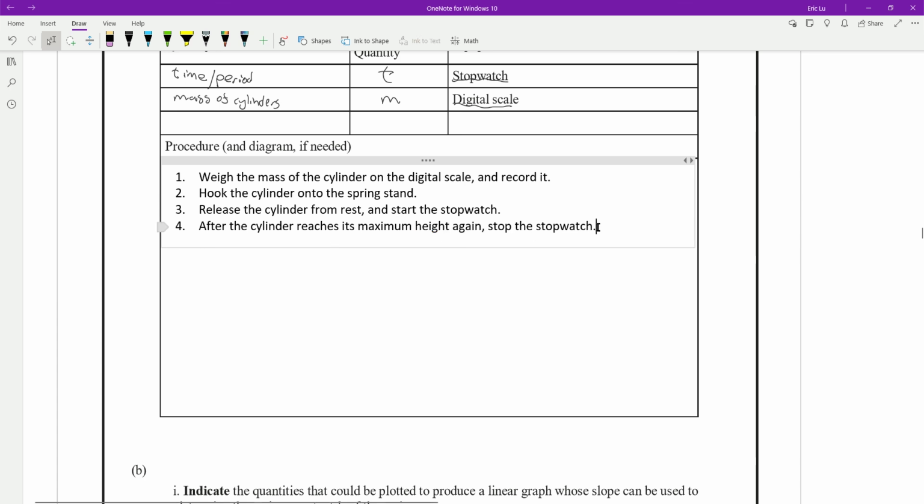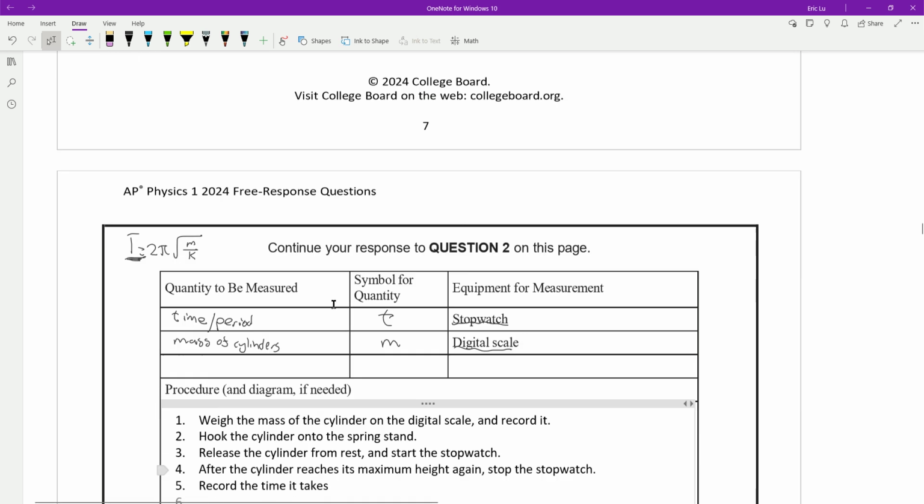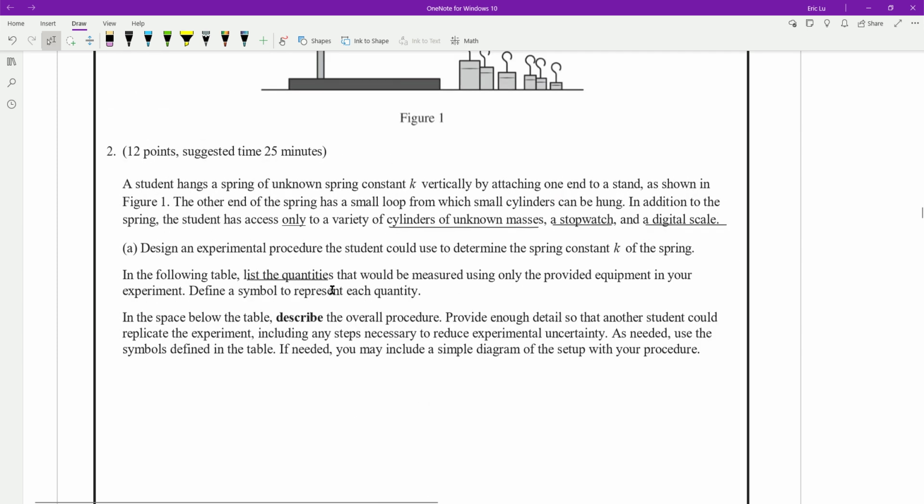And finally, record the time it takes. Just record the time on the table. So now you have the weight of the cylinder and record the time it takes. But the question also asks to include any steps necessary to reduce experimental uncertainty.